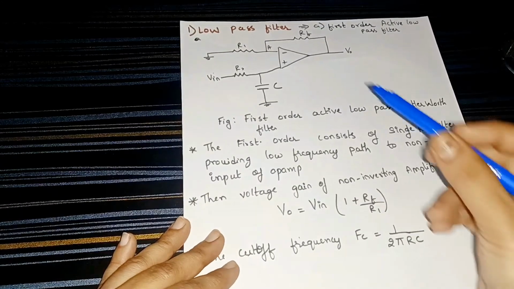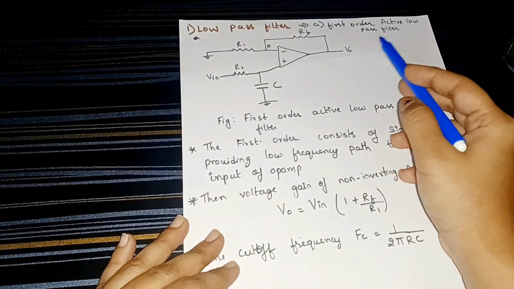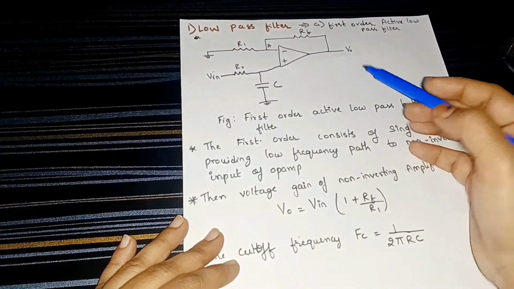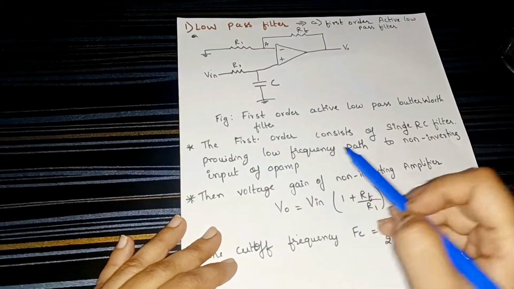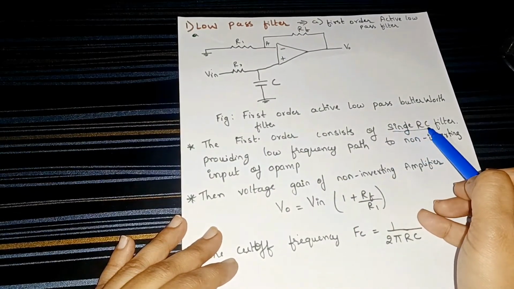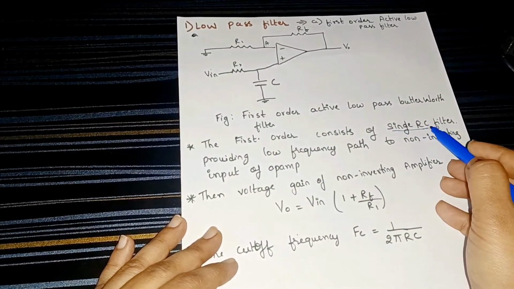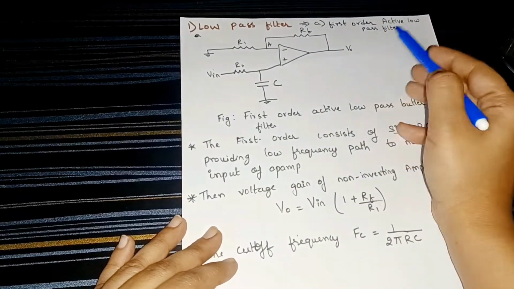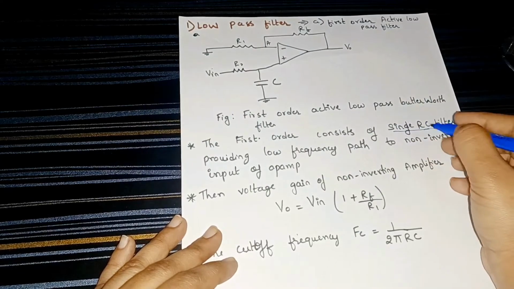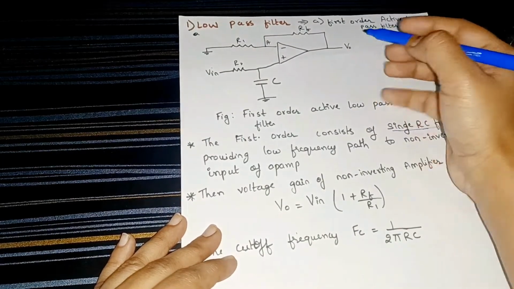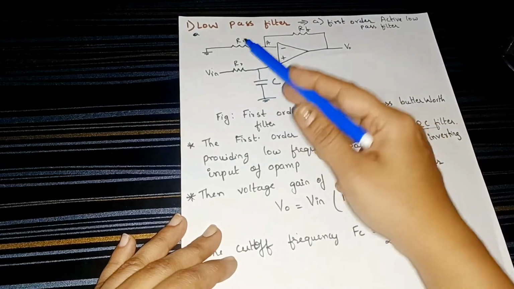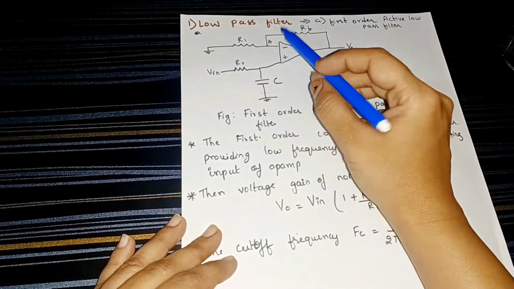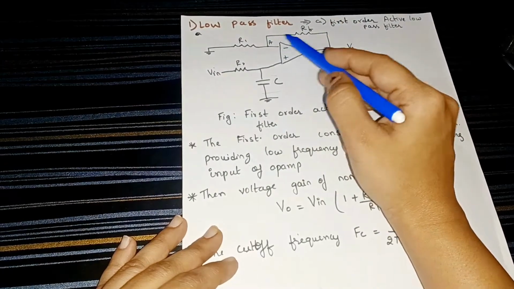The low pass filter is classified into the first order active low pass filter and the second order low pass filter. In the low pass filter we have a single resistor and a single capacitor used for creating our circuit, which is called first order. So a single resistor and single capacitor is nothing but our first order. They are connected to the input, and the voltage follower is given at the non-inverting terminal.